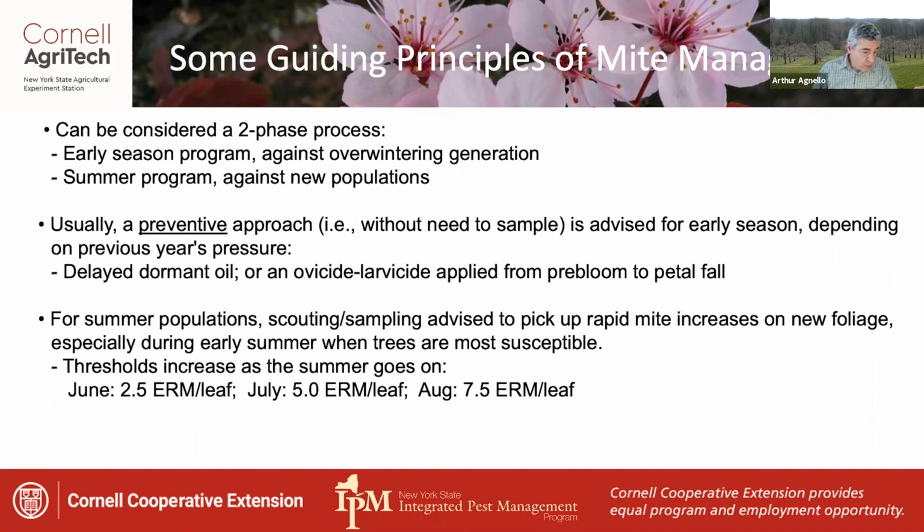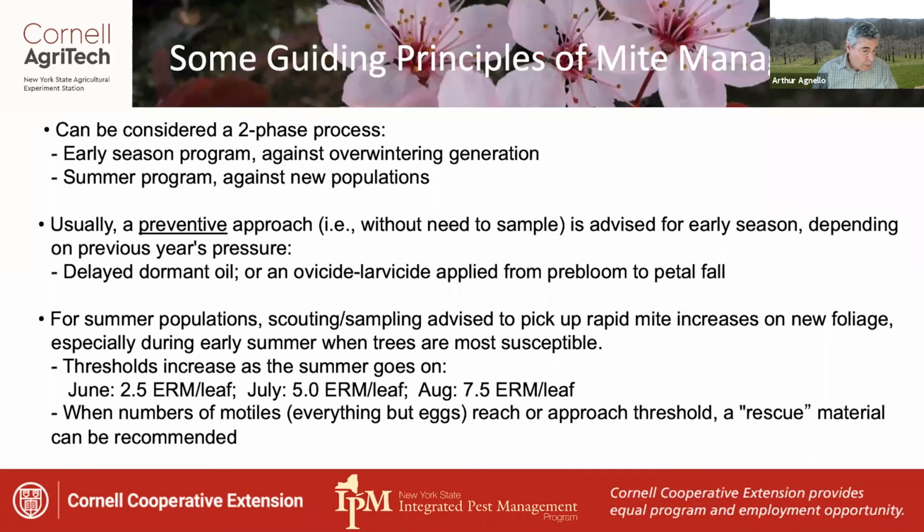You'll note that thresholds increase as the summer goes on, starting in June with 2.5 motiles per leaf, 5 in July, and 7.5 per leaf in August. When numbers of motile forms, which means everything but the eggs, reach or approach a threshold, a rescue material can be recommended.